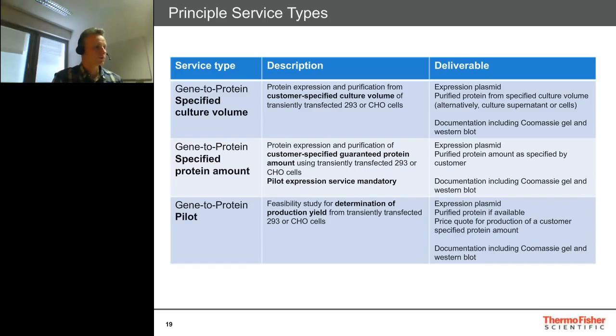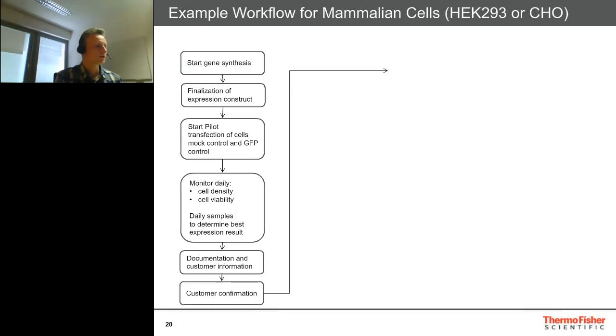So these are the principal service types that we offer, and this is an example workflow of how we work. As I said, we start with gene synthesis. Once we have the expression construct ready, we transfect the cells transiently. We monitor the culture daily in terms of cell viability and cell density, and we find out the best point of harvest, and then we purify and document and send the results to you, and then you can confirm whether we should proceed or not.